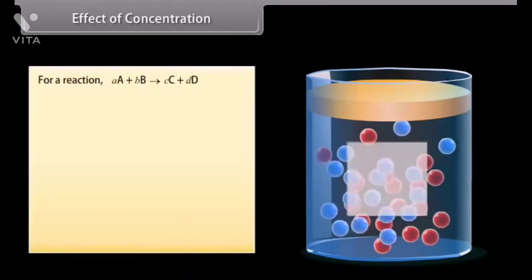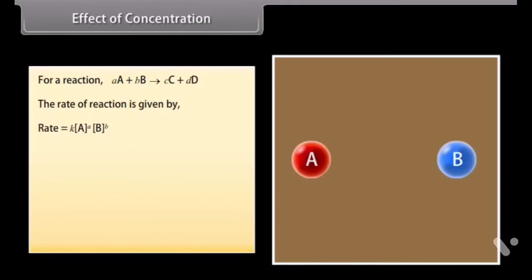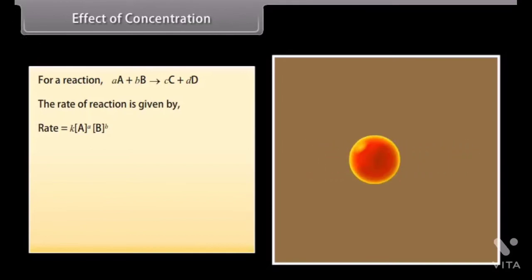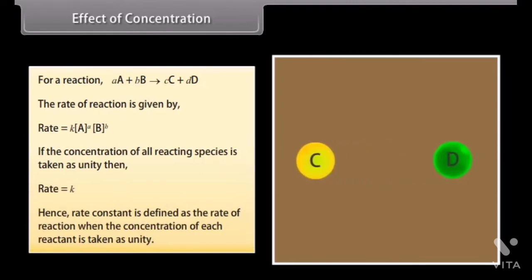For the given reaction, the rate of reaction is equal to the product of K, [A] raised to the power a, and [B] raised to the power b. If the concentration of all reacting species is taken as unity, then rate is equal to K. Hence, the rate constant is defined as the rate of a reaction when the concentration of each reactant is taken as unity.